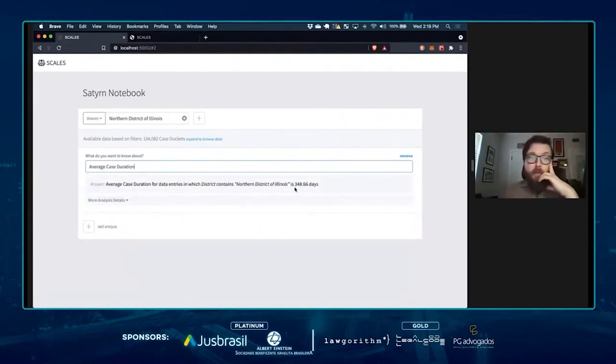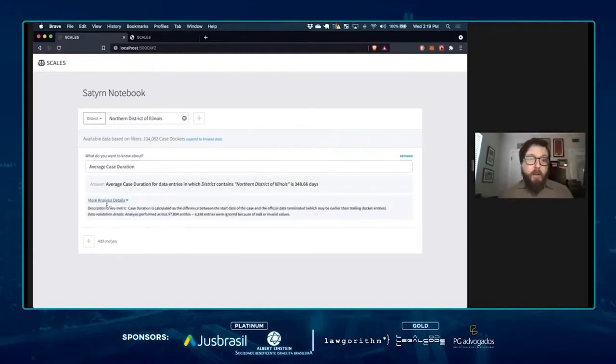So on average, they take 348 days. That's a really quick response to a search or analysis across 104,000 cases. I can find out a little bit more if I want, a description of that metric, how it was derived, which again is pulled up from the underlying representation, and the data validation details.